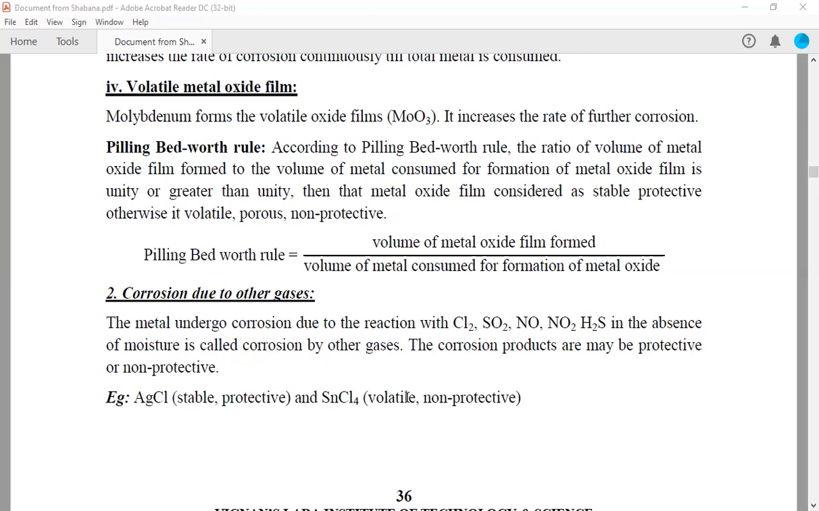H2S gas attacks steel in the petroleum industry, forming a porous FeS layer, that is, an iron sulfide layer, which further increases the corrosion. So this is about the corrosion due to other gases.